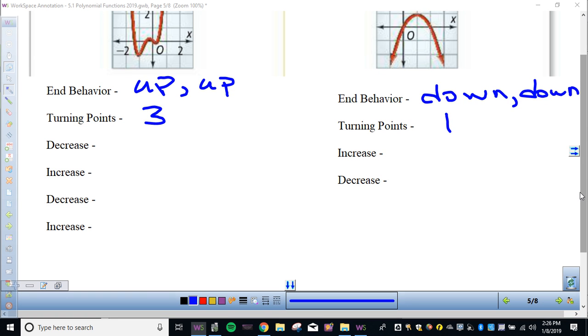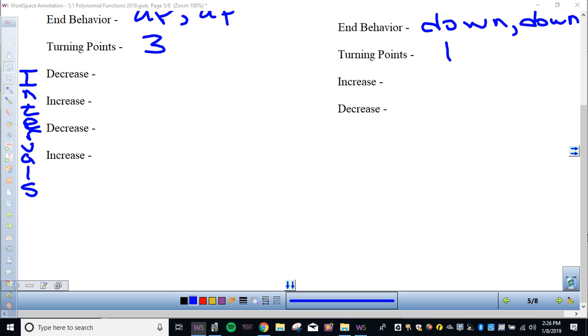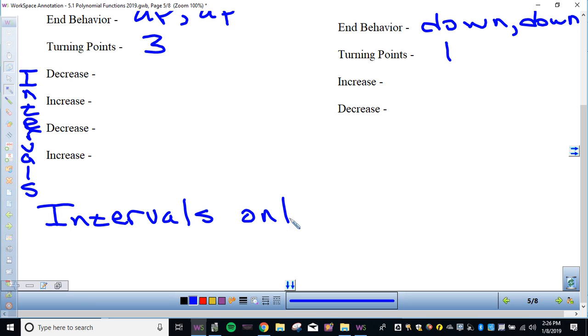So intervals is a confusing concept for many students. Hopefully I get better at teaching it so it won't be as hard. With this concept of intervals, it's critically important that you only use the x values. Okay, so intervals only use x values. As we get into the problem more, it'll make more sense. But for now, just write intervals, only use the x values.